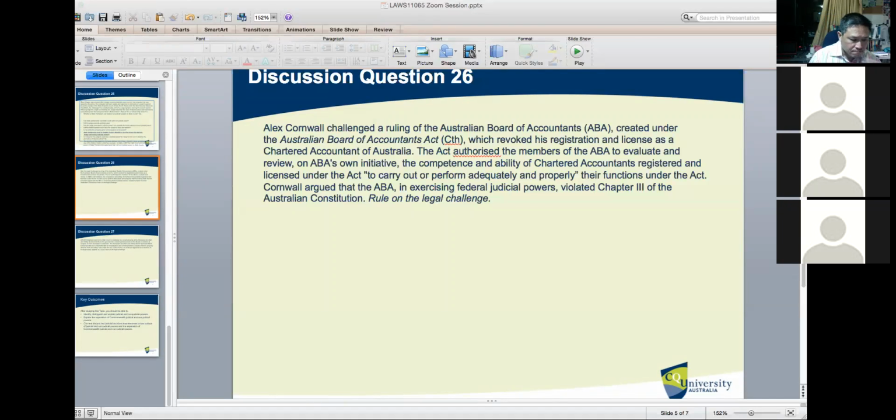Alex Cornwell challenged a ruling of the Australian Board of Accountants, ABA, created under the Australian Boards of Accountants Act Commonwealth, which revoked his registration and licence as a Chartered Accountant of Australia. The Act authorised the members of the ABA to evaluate and review, on the ABA's own initiative, the competence and ability of Chartered Accountants registered and licensed under the Act to carry out or perform adequately and properly their functions under the Act. Cornwell argued that the ABA, in exercising federal judicial powers, violated Chapter 3 of the Australian Constitution. Rule on the legal challenge.